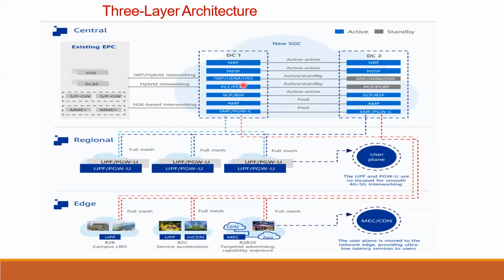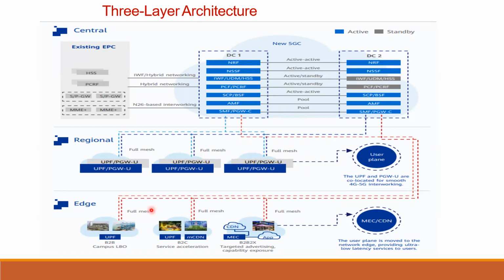And your centralized layer and your regional layer are connected via full mesh. So if you have two data centers available, each data center is going to be connected with each of your regional UPFs. Like you can see that DC1 is connecting with UPF1, UPF2, and UPF3. Similarly, DC2 is connecting with UPF1, UPF2, and UPF3.